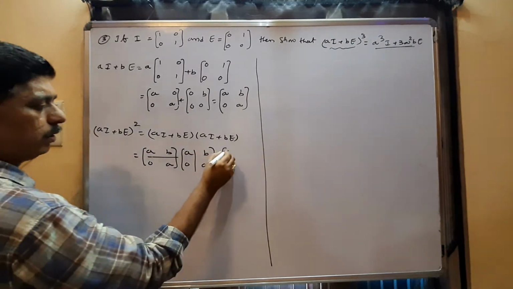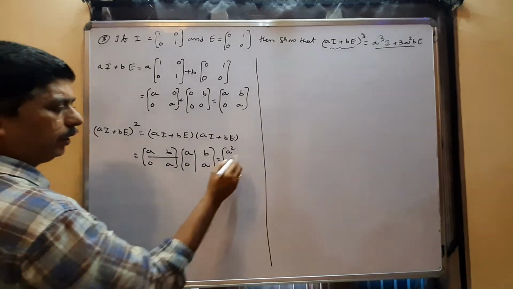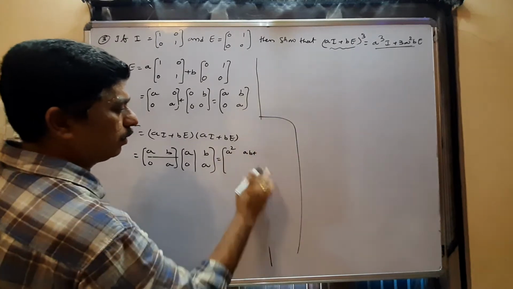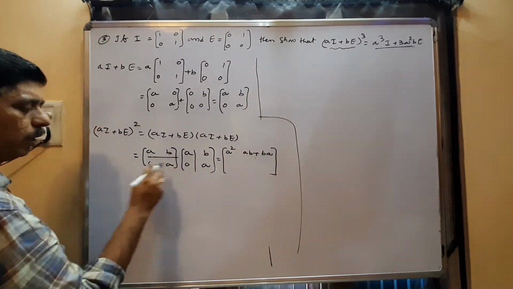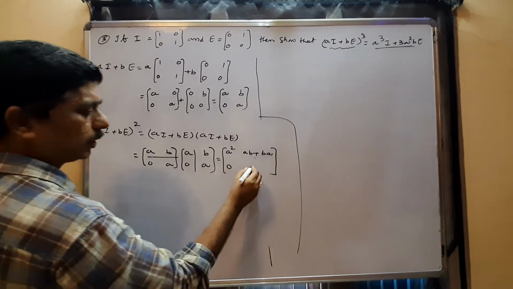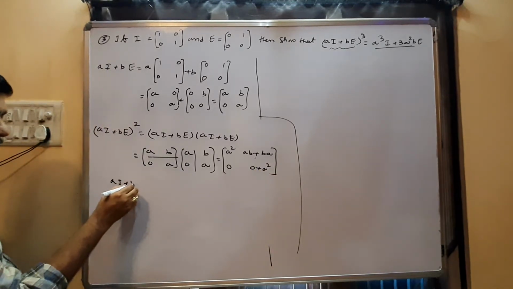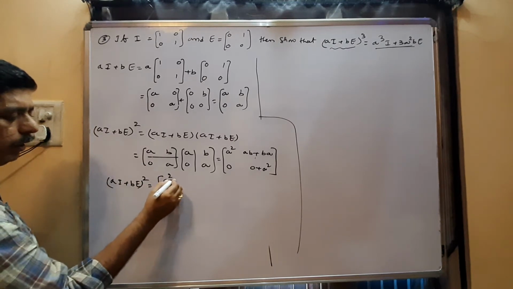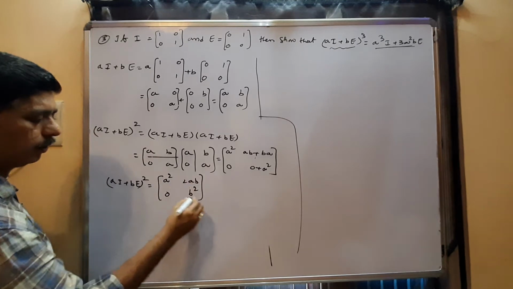So we get A square plus 0, A square; AB plus BA. Next, second row into first column: 0 plus A into 0, 0; 0 into B plus A square. So (AI + BE) whole square, you got it: A square, 2AB, 0, A square.